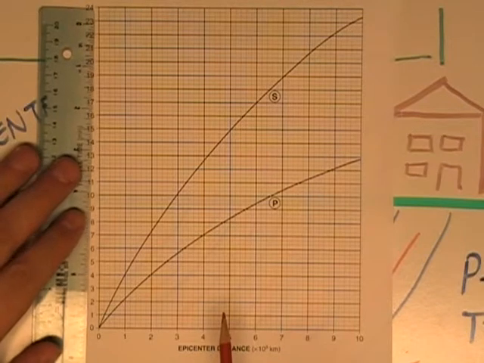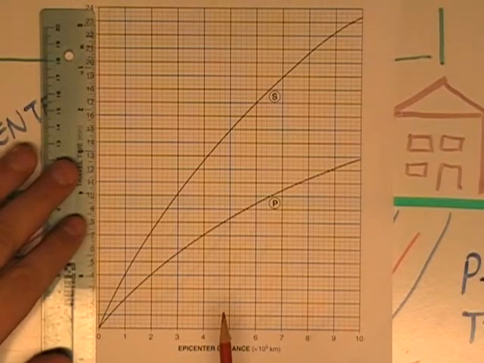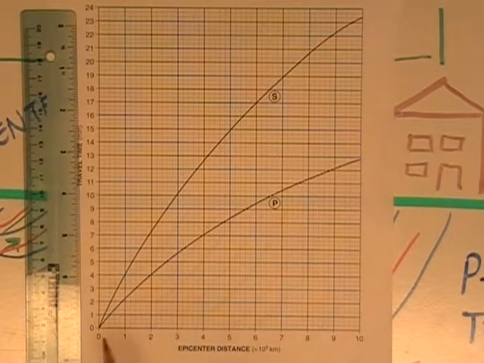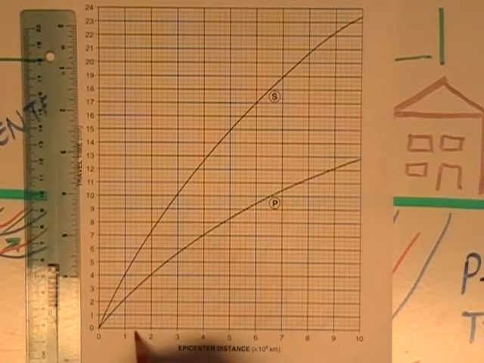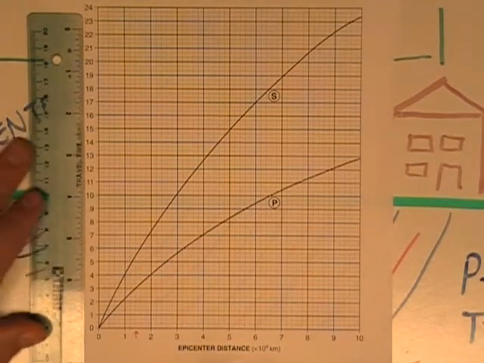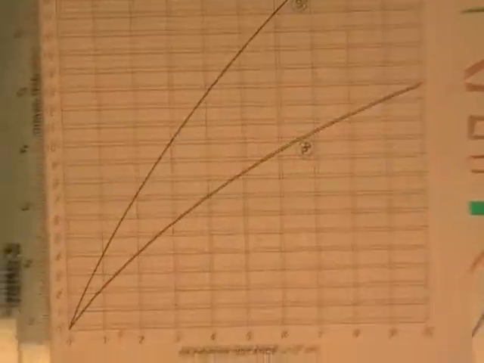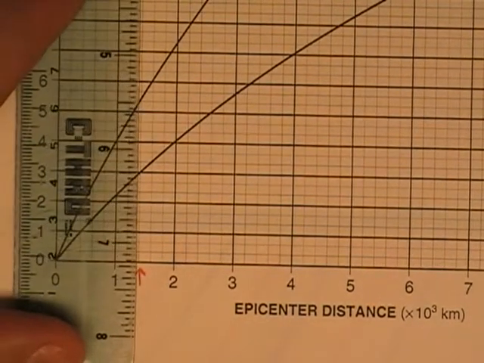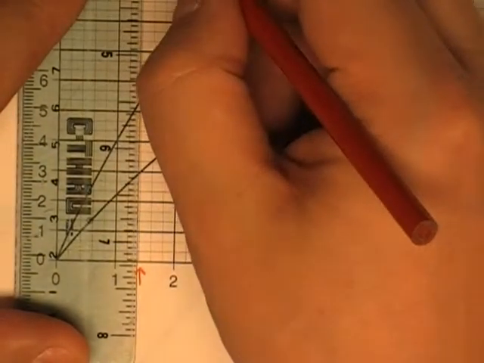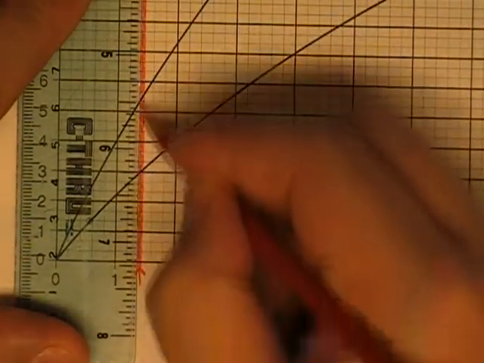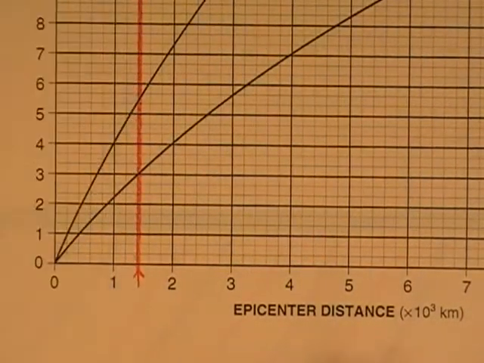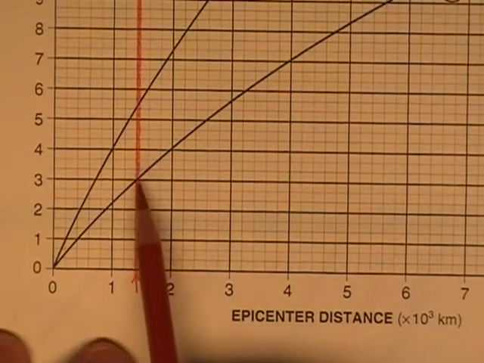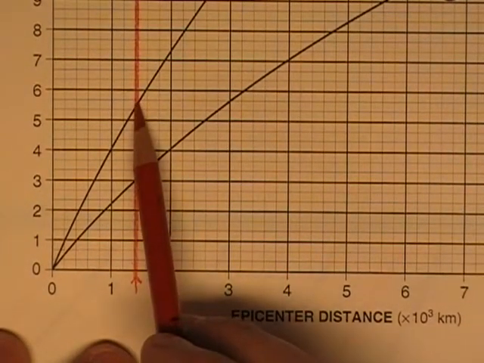First, we're going to start with an earthquake that's approximately 1,400 kilometers away. So the first thing I have to do is go down to the bottom and find 1,400 kilometers. Each square at the bottom is worth 200 kilometers. So 1,400 kilometers would be right here. Then I take a ruler and draw an imaginary line along that distance. What this does is it creates a relationship between the P wave and the S wave.